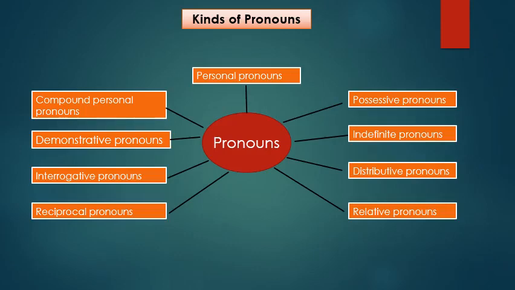Now we will learn kinds of pronouns. Number 1, personal pronoun. Number 2, compound personal pronouns. Number 3, possessive pronouns. Number 4, demonstrative pronouns. Number 5, indefinite pronouns. Number 6, interrogative pronouns. Number 7, distributive pronouns. Number 8, reciprocal pronouns. Number 9, relative pronouns.